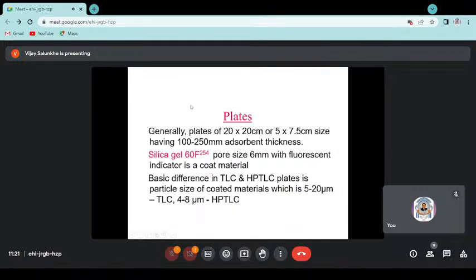So in plates, generally the plates which are used in HPTLC analysis are 20 by 20 centimeter or 5 by 7.5 centimeter size, having 100 to 250 micrometer adsorbent thickness. In general, most preferably silica gel 60 F254, that is fluorescent at 254 nanometer wavelength. So this is one brand produced by Sigma, silica gel 60 F254 plates of high resolution, generally used for HPTLC analysis.